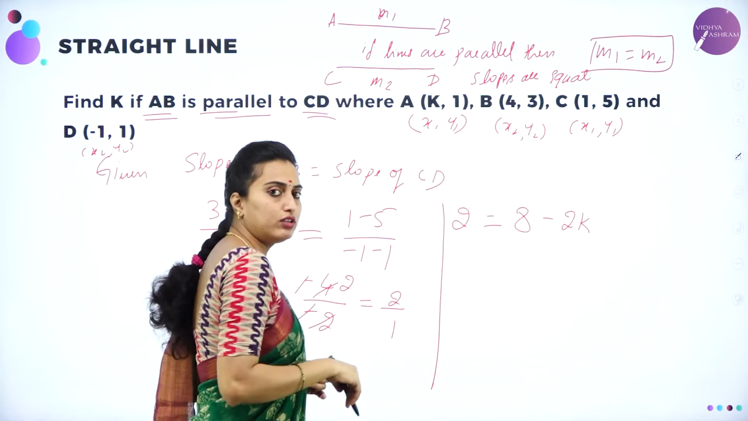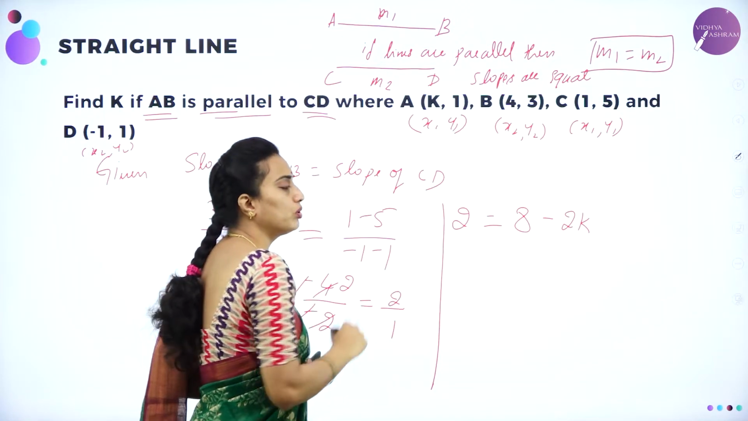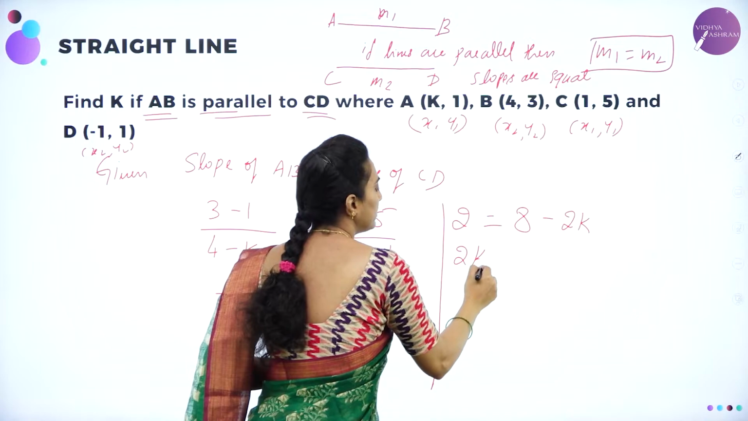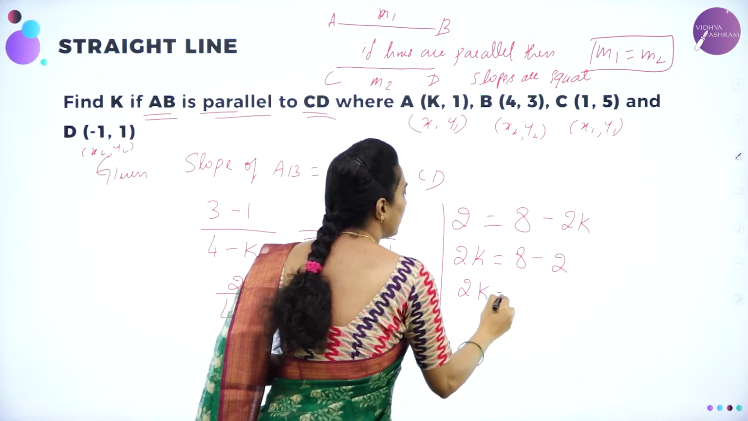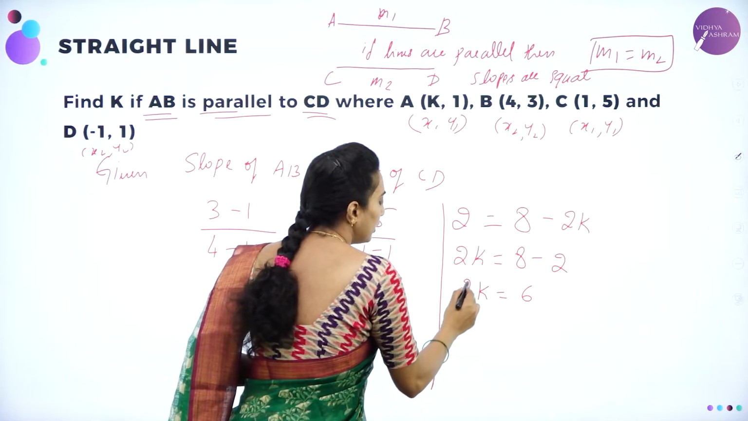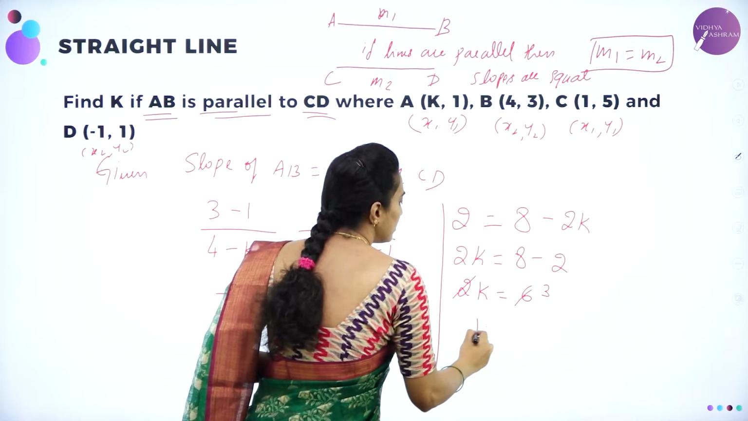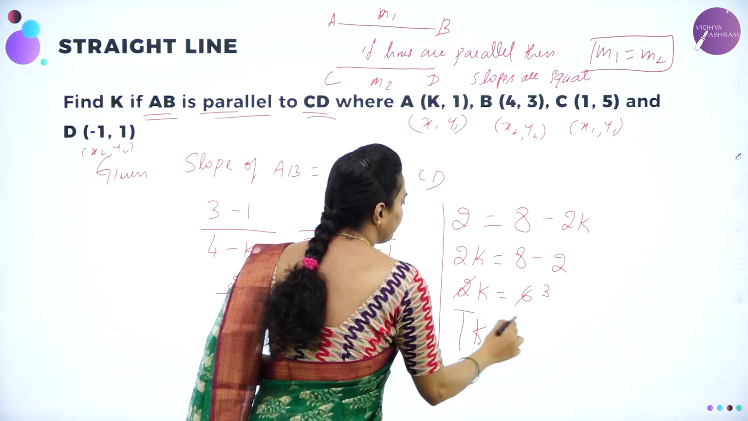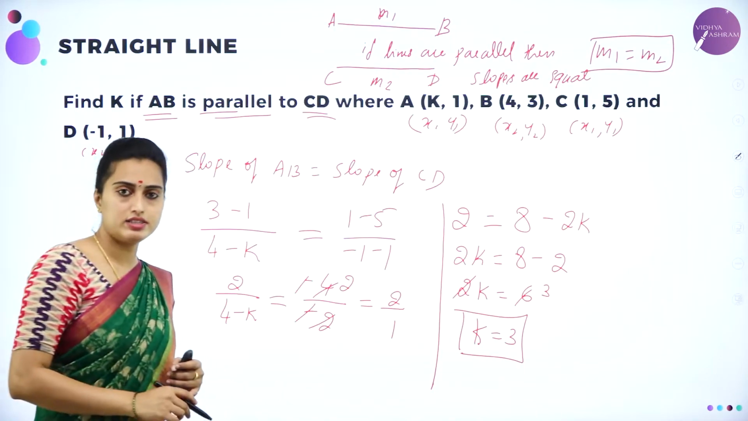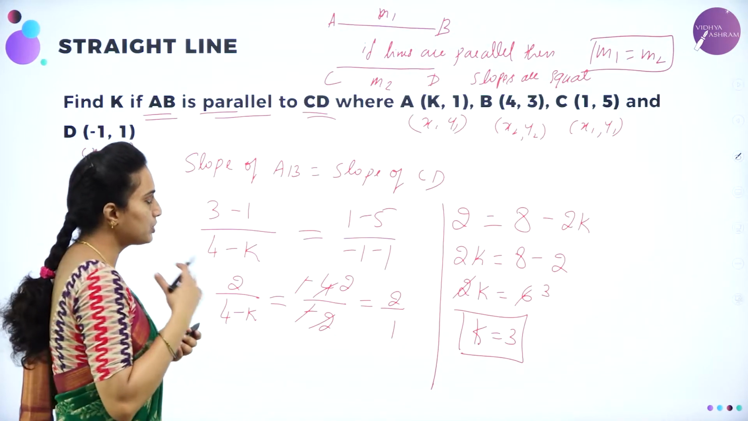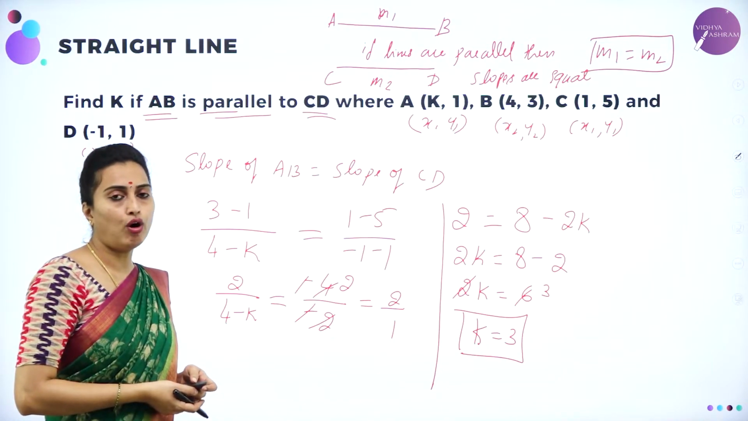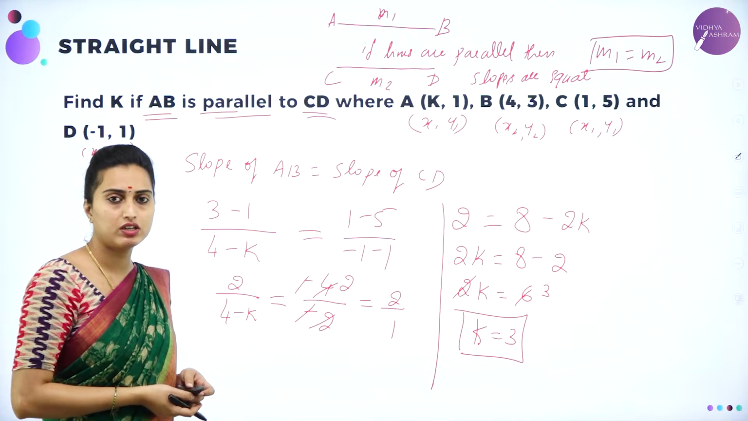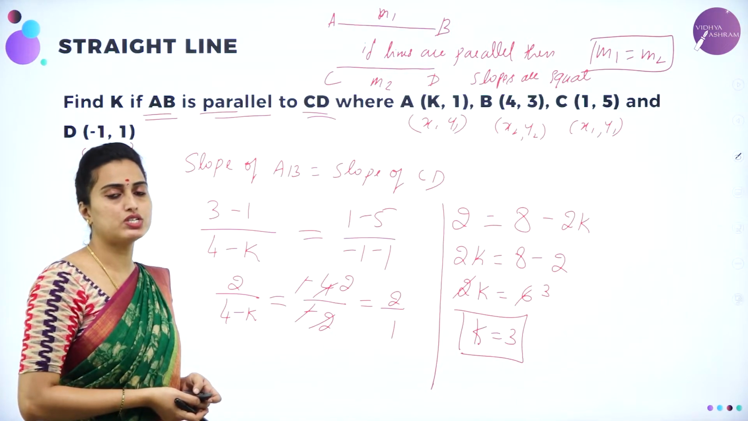Now you can shift 2k to this side and 2 to that side. 2k will be equal to 8 minus 2. So 2k will be equal to 6. Otherwise, 2 ones are 2, 2 threes are 6. So k will be equal to 3. This is your answer. I hope you got this one, how to solve by the condition of parallelism of slopes. Right? We'll move on to the next question, dears.